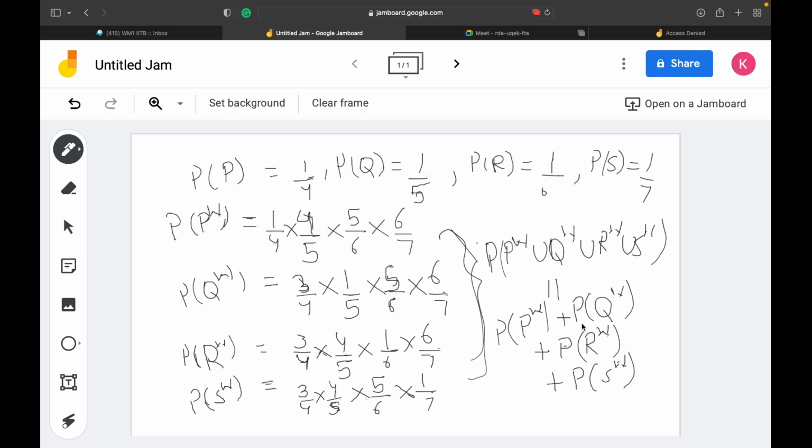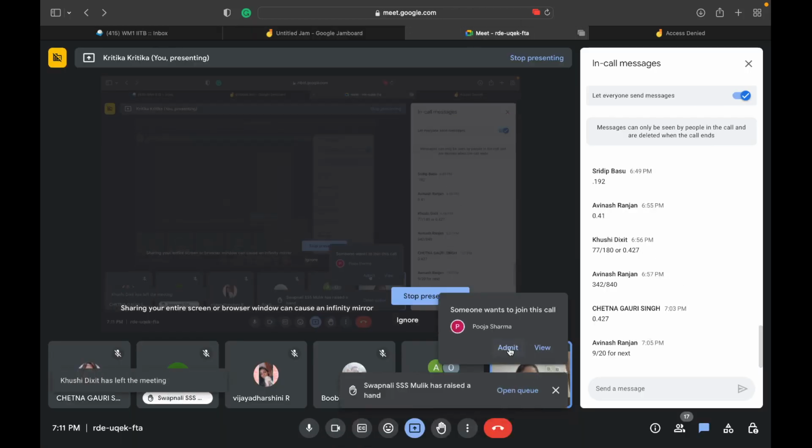So I hope you all can solve this problem. Now you just need to put the values in this expression and solve it. So who all got the same? Yes, Swapnil, why are you raising your hand?